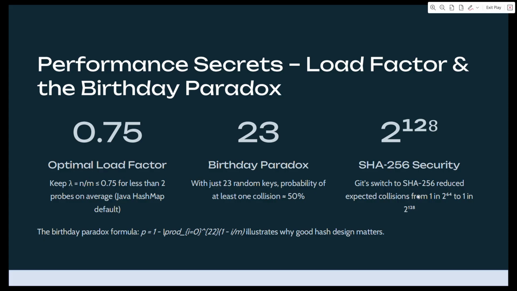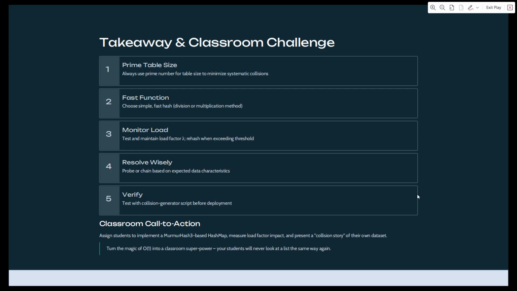Second concept is the birthday paradox. The birthday paradox says that with only 23 random people, there is about a 50% chance of at least one collision. This shows that collisions happen more frequently than we expect. Modern systems like Git switched from SHA-1 to SHA-256, which reduces collision probability dramatically.